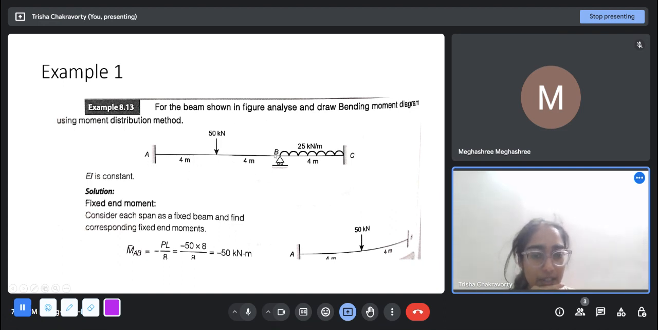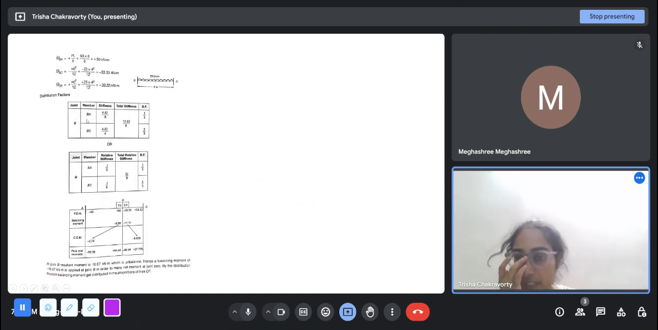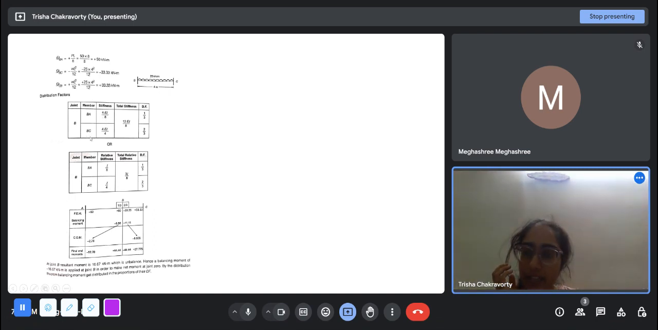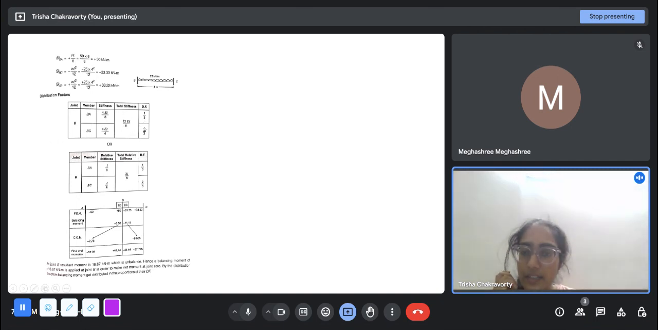So this part BA has length 8 meter and BC has length 4 meter. Remember, BA stiffness is 4EI by L, that is 4EI by 8, and BC has 4EI by 4. So the total stiffness is 12EI by 8, and we can divide it in the ratio. So this is 1 by 3 and this is 2 by 3. So 1 by 3 and 2 by 3 are the distribution factors.